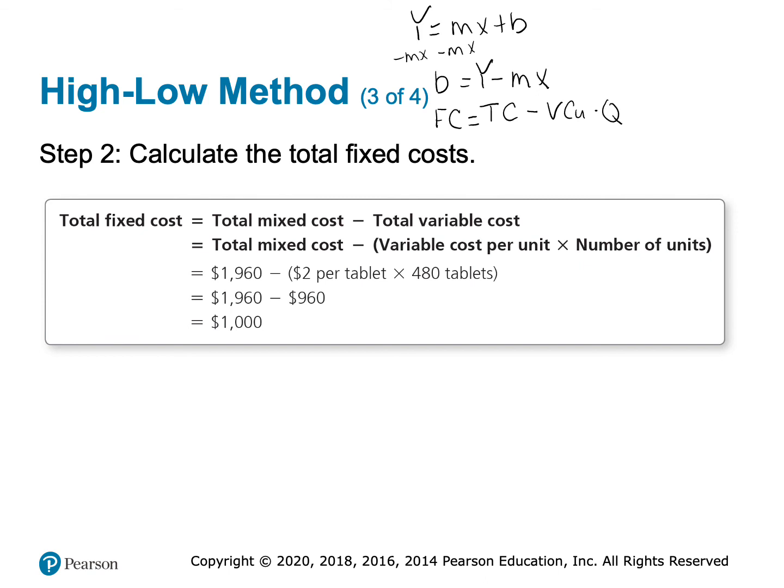Again, we could do it the same way using the low. So you plug your low cost in, minus $2 times the low quantity, you should come out with exactly $1,000.